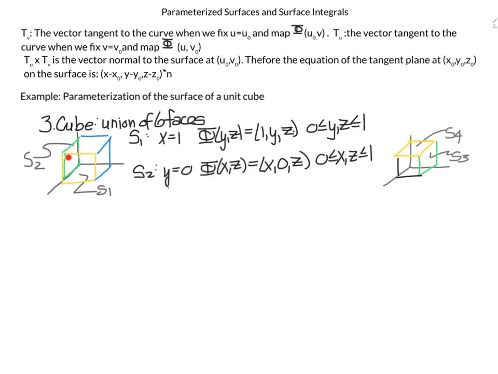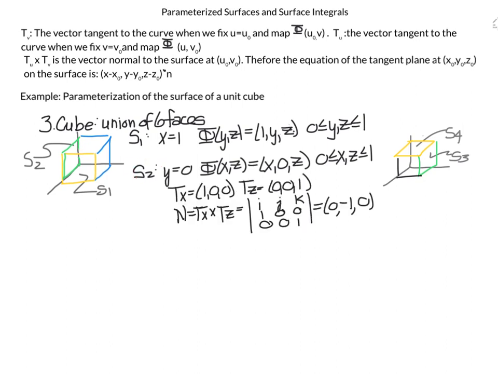For this S2 surface, this green surface, this surface sits on the line y equals 0. So y is going to be held fixed at 0, where x and z can vary between 0 and 1 to give us this surface, this square surface.